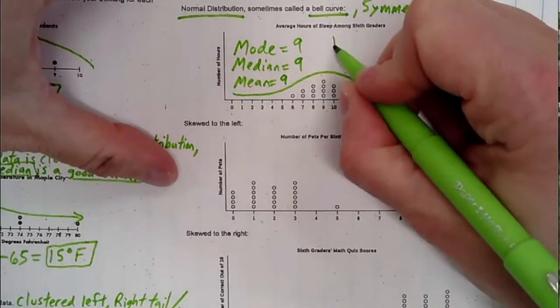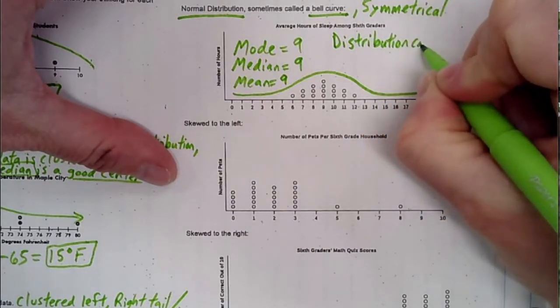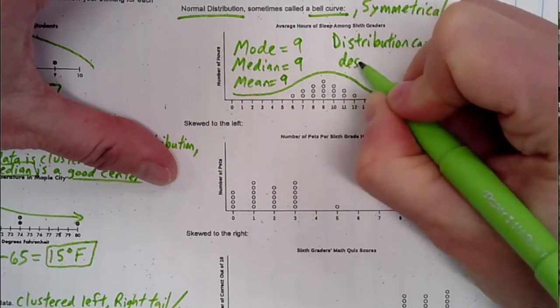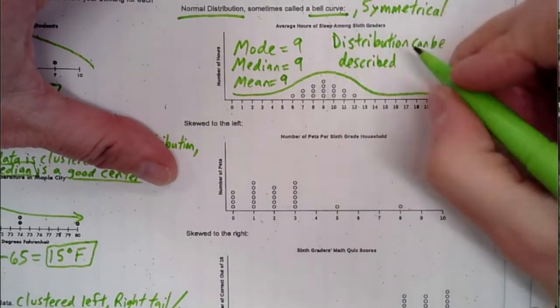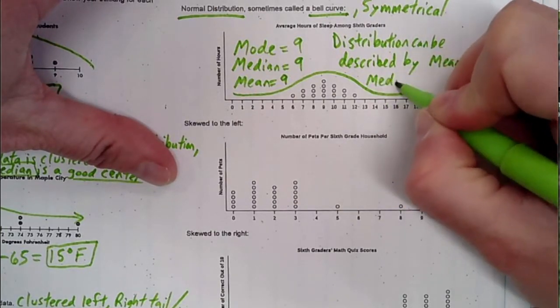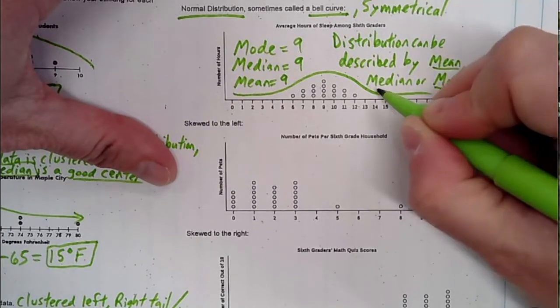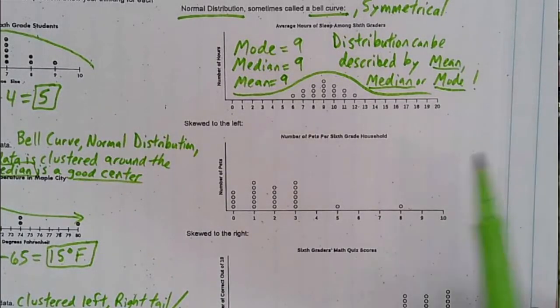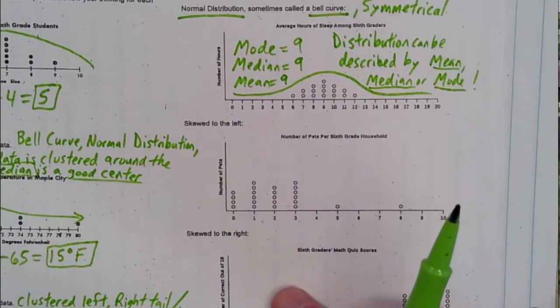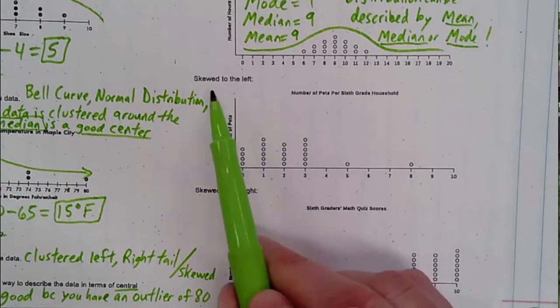So this distribution can be described by the mean, the median, or mode. It could be any of these, mean, median, or mode, because they're all in the middle and they all are the best measure of center. So when you have a normal distribution, mean, median, or mode, any of those would work for a good measure of center.